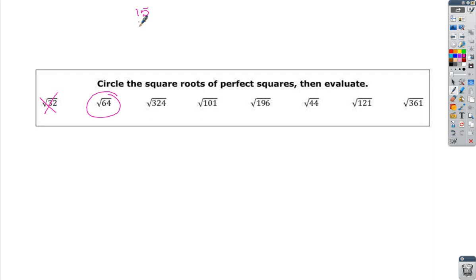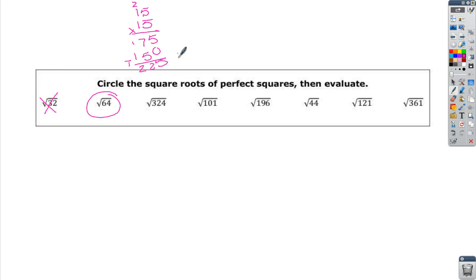So 15 times 15. 5 times 5 is 25, carry. 1 times 5 is 5 plus 2 is 7, add that 0. 1 times 5 is 5, 1 times 1, add them up. So 5, 2, so 225, so kind of close.